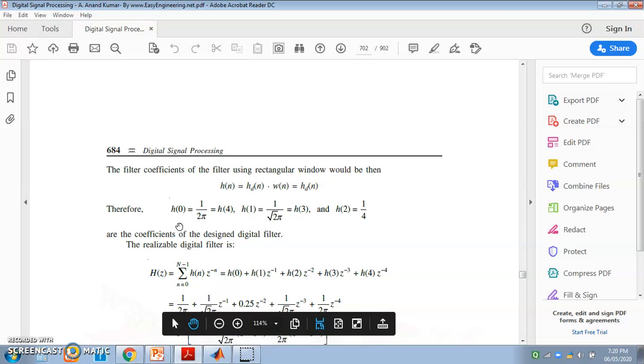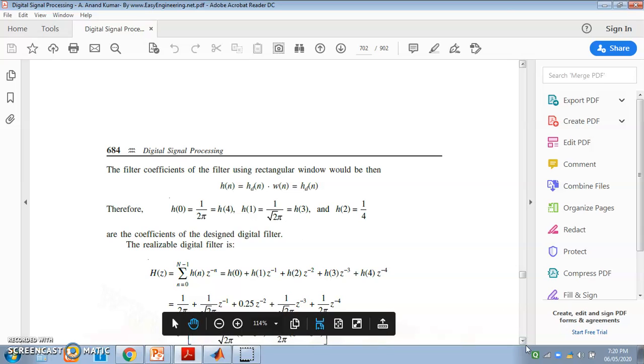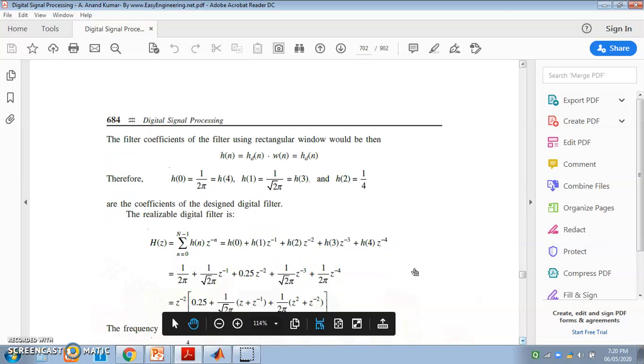So we have h(0) equal to 1/2π, that is equal to h(4), h(1) equal to 1/2π, that is equal to h(3), and the center point, h(2), is equal to 1/4. Using these impulse response values, or samples, we can find the transfer function of the filter, that is H(z) equal to the summation for n from 0 to N-1 of h(n) z^{-n}.